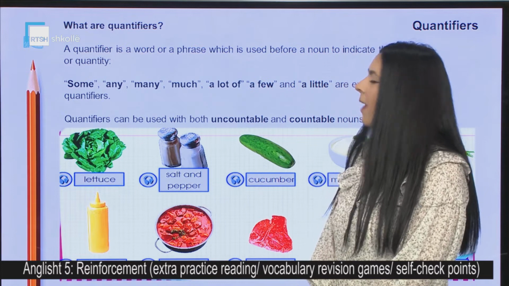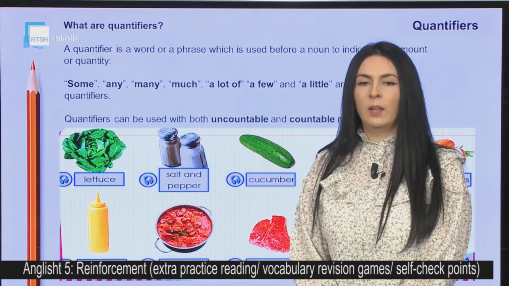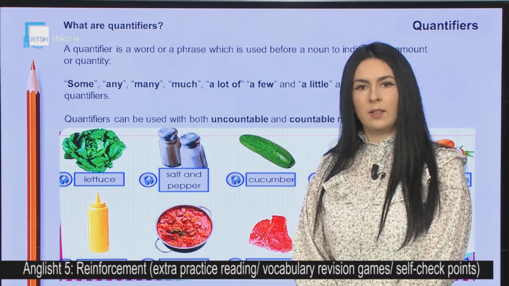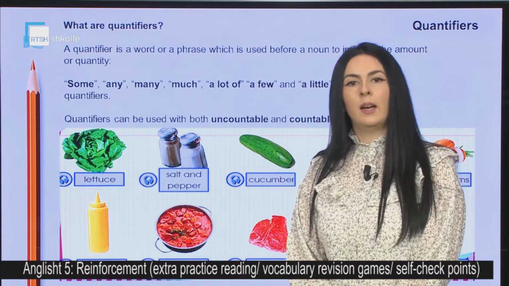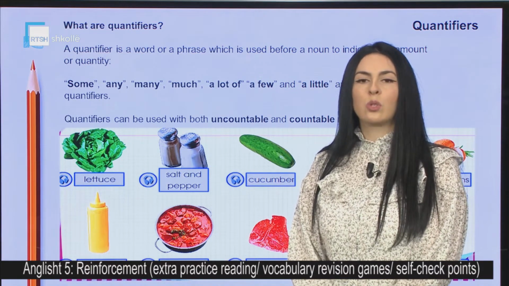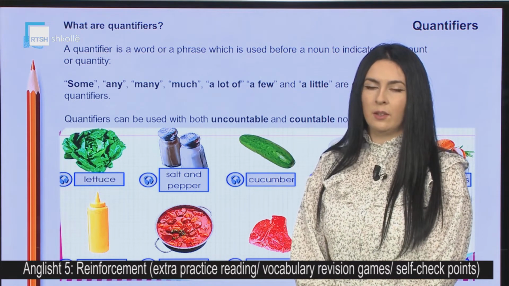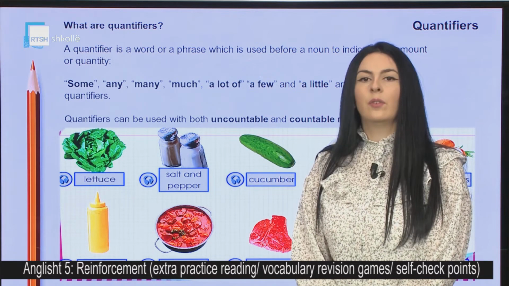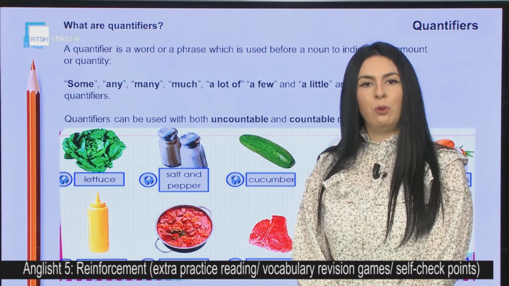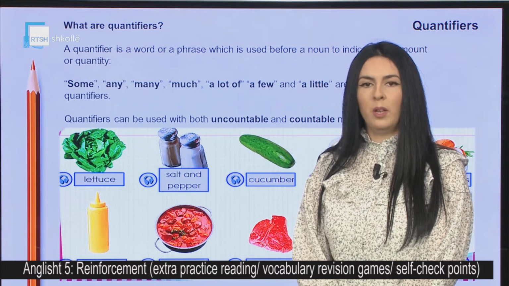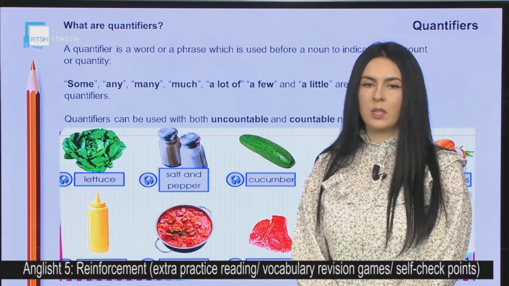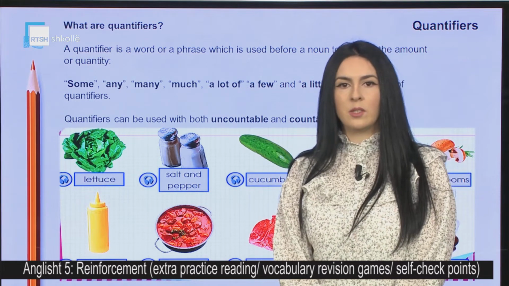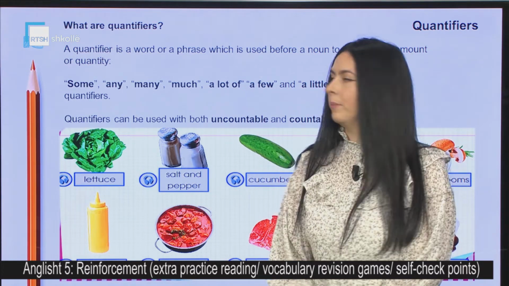Some, any, many, much, a little and a few. Let's see them in the sentences. Some is used with affirmative sentences, both with countable and uncountable nouns. Any is used with questions and negative sentences. Much is used in negative sentences, and a few and a little. A few is used with countable nouns and a little with uncountable nouns in different sentences. Now let's do some exercises related with quantifiers.